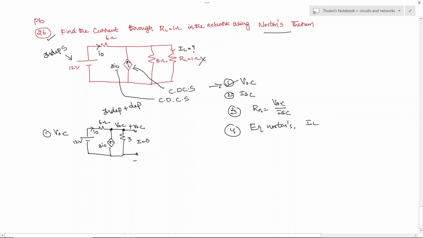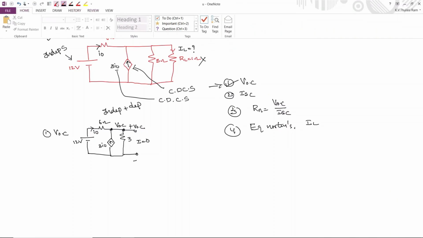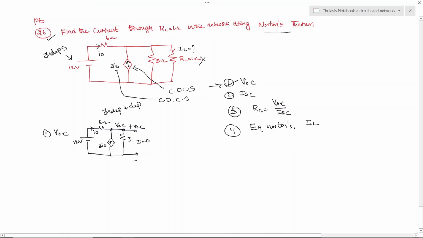Already you can see in this branch this current is flowing, and in this branch a current is given, and we need to write down the current in this branch. I'm writing this current as I1. Now in order to link all these currents, let us apply Kirchhoff's current law at node VOC. This method is called nodal analysis.